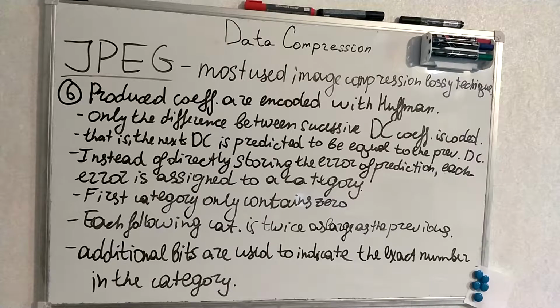Instead of directly storing the error of prediction, each error is assigned to a category. The first category only contains 0, but each following category is twice as large as the previous one. Additional bits are used to indicate the exact number in the category. I will now give a table with the categories and values, and you will understand what that means.